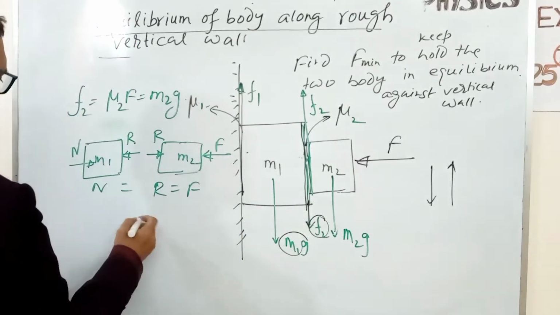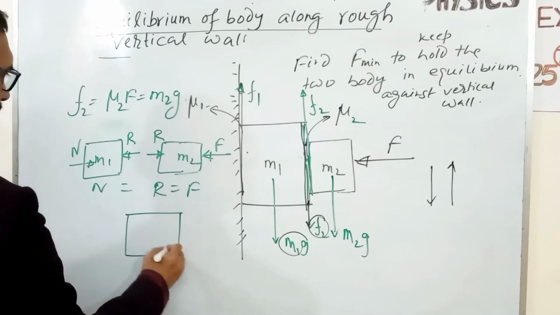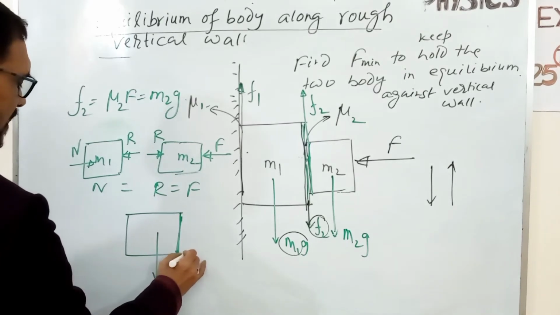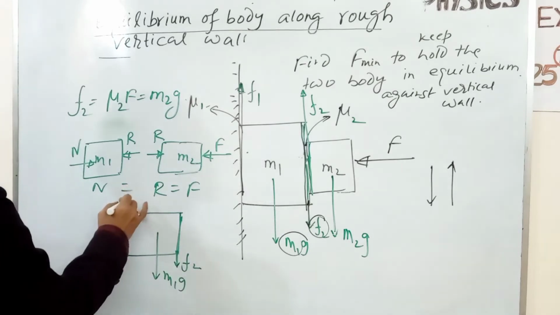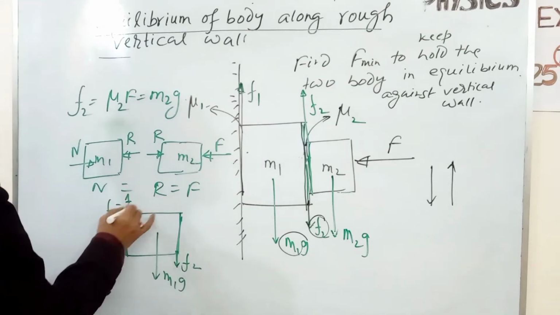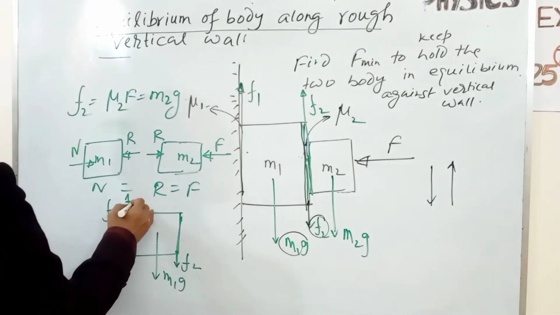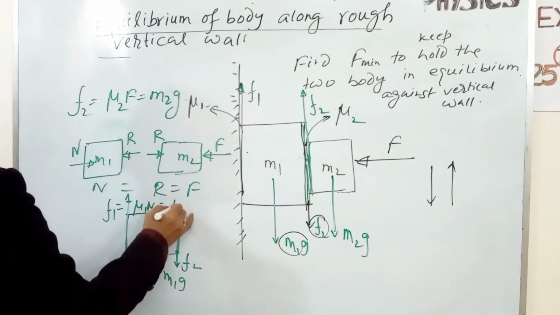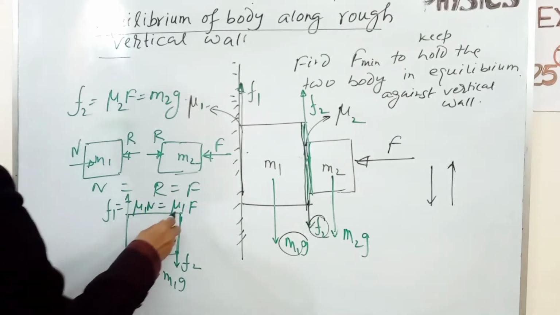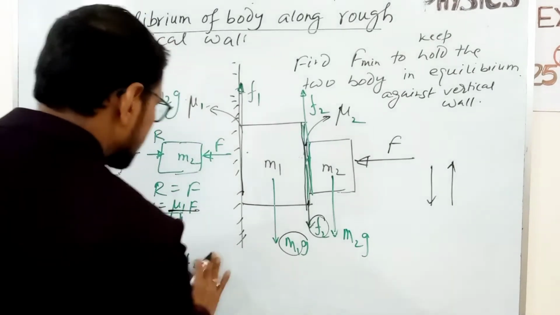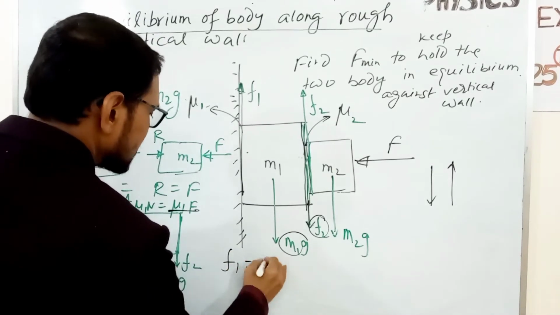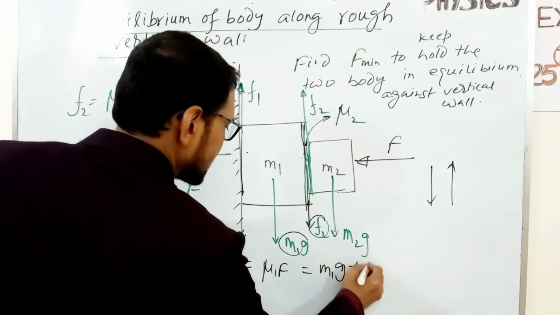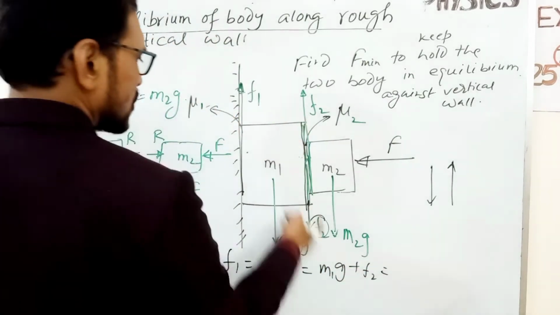So for M2, what are the different forces? Here M1g acts and F2 acts in this direction. So friction acts in this direction, which equals mu1 into N, which is equal to mu1 into F. So here the friction force equals this. So this friction F1 balances this and this, M1g plus F2. Now what is F2? F2 equals M2g.